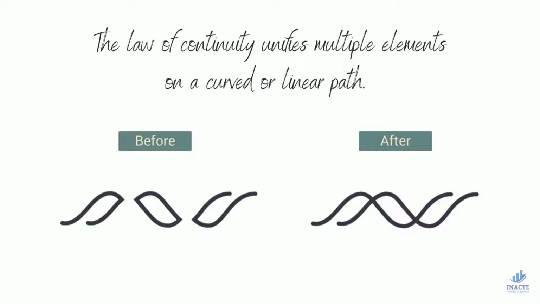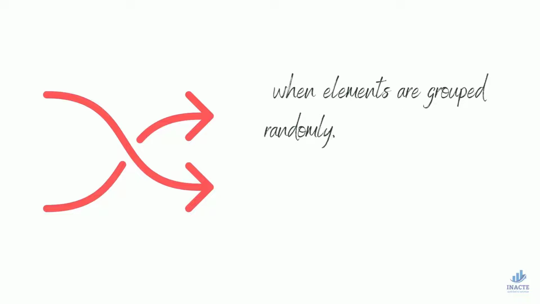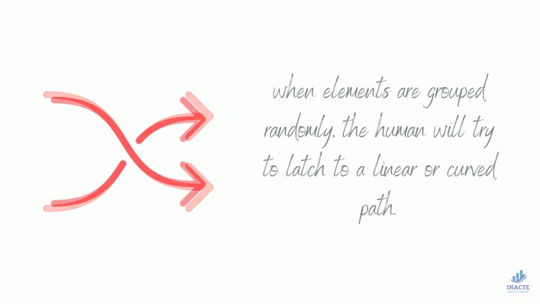You are not the only lazy person in the room. The human brain is lazy and simplifies its work by finding a path of least resistance. Therefore, when elements are grouped randomly, the human will try to latch to a linear or curved path. Lines and curves are seen as the least resistant and therefore the easiest visual stimuli for the brain.